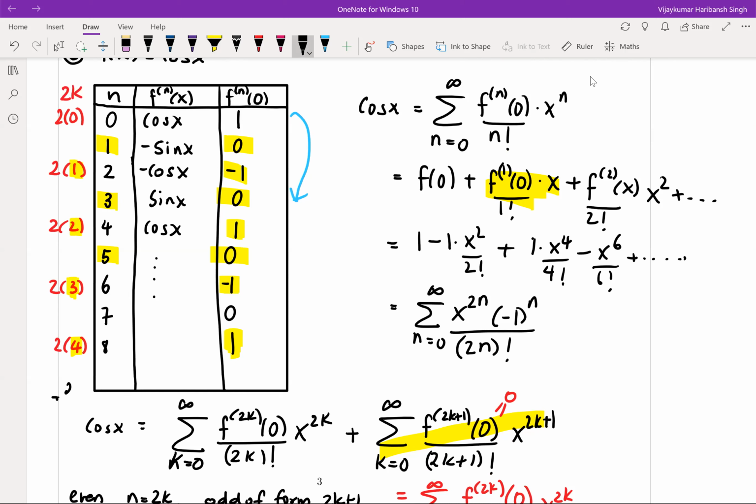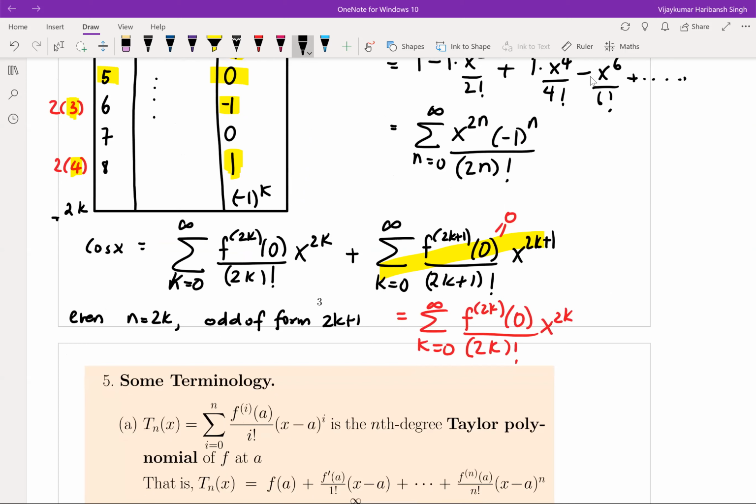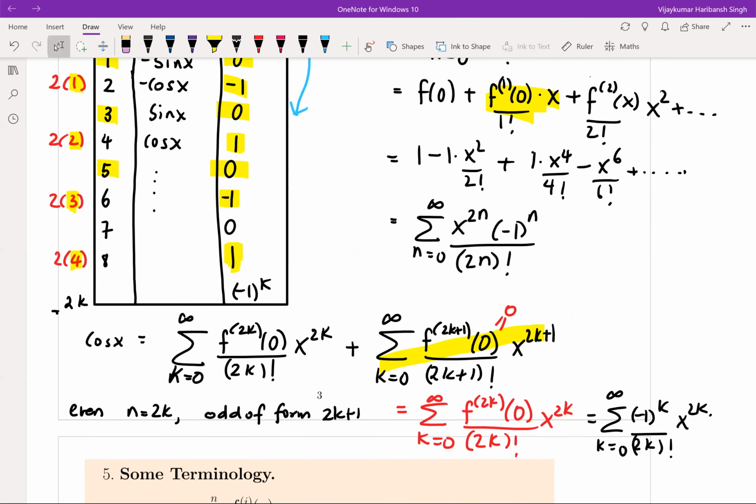So if you have 2k, it will be -1 to the power k then. So you can replace now f of 2k of 0 with -1 to the power k divided by 2k factorial x to the power 2k. So this is one of the ways of looking at it from a general perspective, instead of picking each element separately and looking at the structure. So this is how it goes.